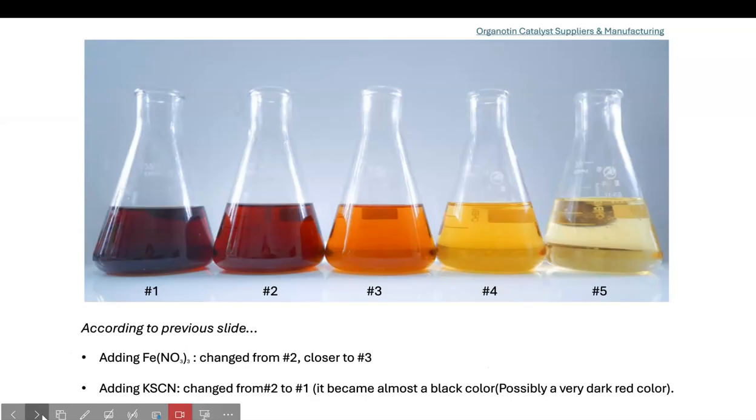As you can see on this slide, once again, we're referencing colors. So after we added the Fe(NO3)3, it changed from a number 2 and it became closer to a number 3. It became lighter. And then adding the KSCN changed from a number 2 to a number 1. It became almost a black color, possibly very dark. This slide is not addressing when we added the silver nitrate, because obviously on the screen you do not see a whitish precipitate as a result.